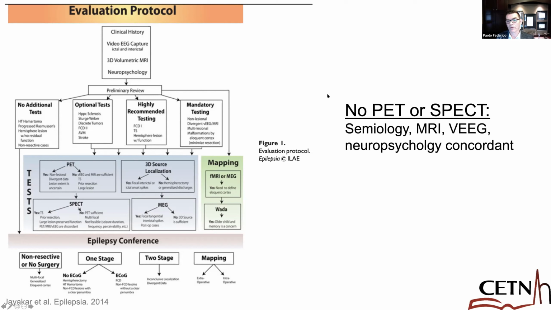possible approaches. So as they indicate here, if the seizure semiology by history or video EEG, and cranial MRI show a lesion, the EEG onset, as well as interictal discharges and neuropsychology, if relevant, are all concordant, point to the same area, then no PET or SPECT is really necessary. Where it becomes a lot more cloudy is if you have a patient with a non-lesional MRI scan.